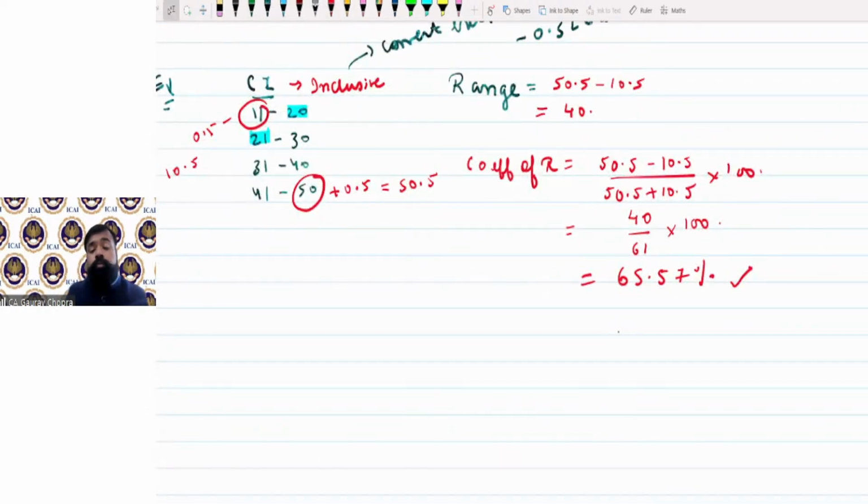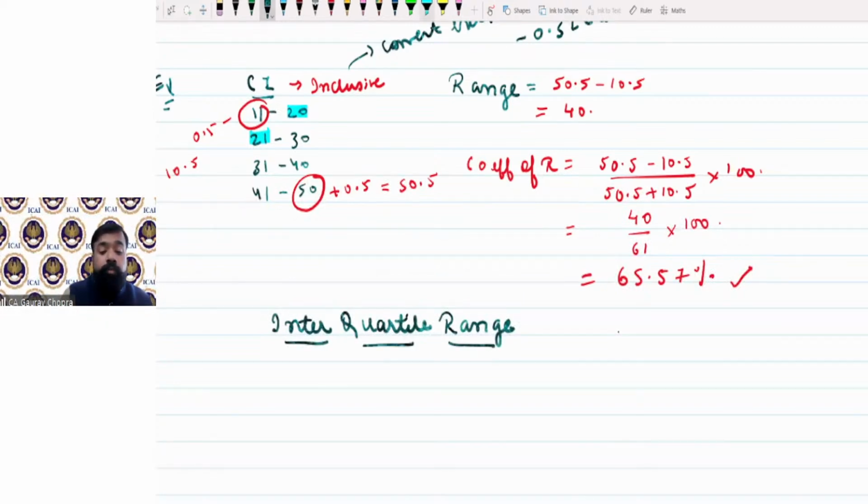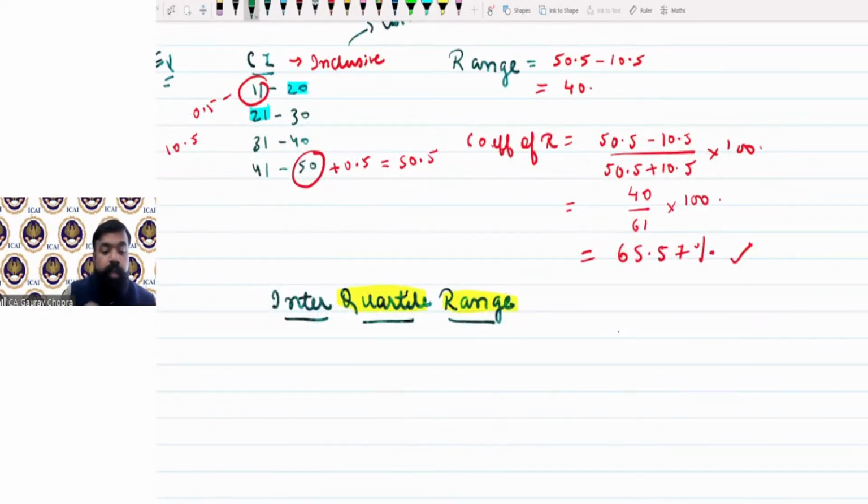Now, if we have some data and the question asks to find the interquartile range. Till now what we have read is range, but there is one more topic which is known as interquartile range. Now, what is this interquartile range? There are two main terms used here. One term is range and the second one is quartiles. So how many quartiles are there?